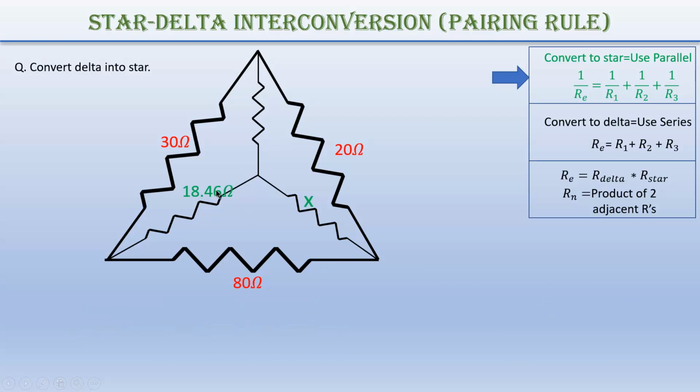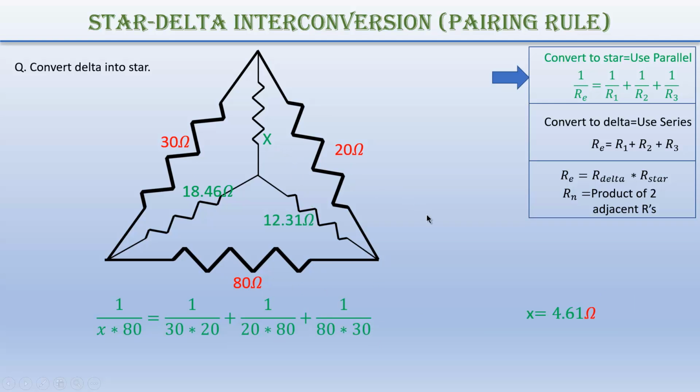In a similar way, to find X, we can use the same relation. First of all, the equivalent resistance is the product of X and its corresponding delta resistance, that is 30 ohm, so X times 30 equals the adjacent resistances: 30 times 20, 20 times 80 and 80 times 30. Similarly, we can get this value, and similarly for this also we can get the resistance in a similar way.